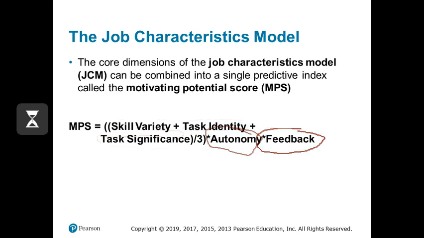And as you can see here, the higher that a job rates on each one of these core dimensions, the higher the motivating potential score, the MPS, is going to be. And the higher the MPS is, the more positive outcomes we should see in the workplace, such as lower turnover and lower absenteeism. The lower the MPS is, though, the less motivation we're going to see our employees have, more turnover, more absenteeism, more negative outcomes are associated with a low MPS.